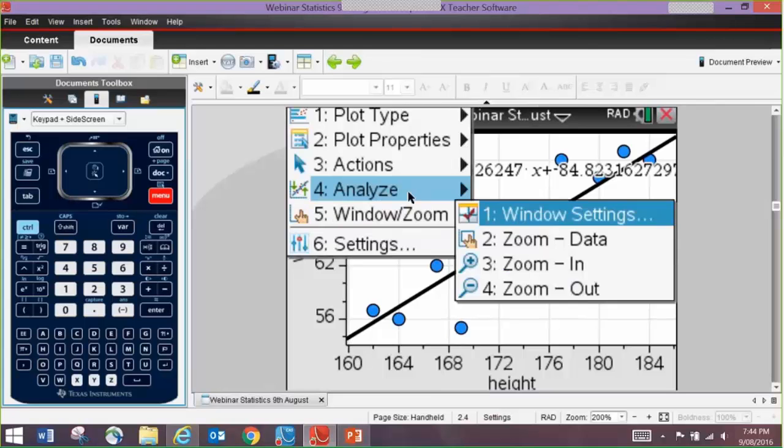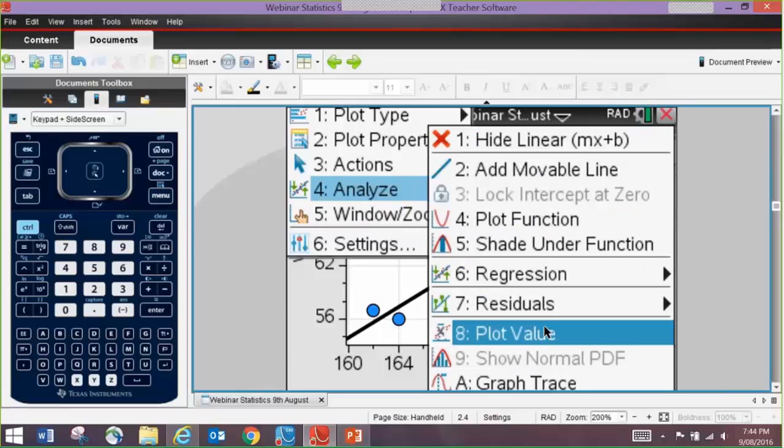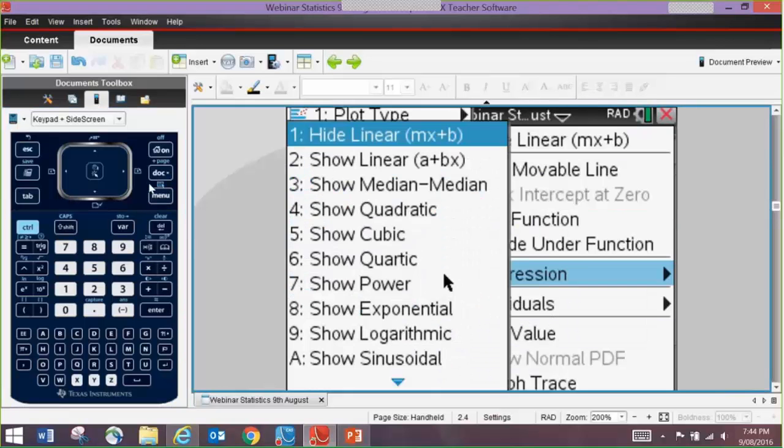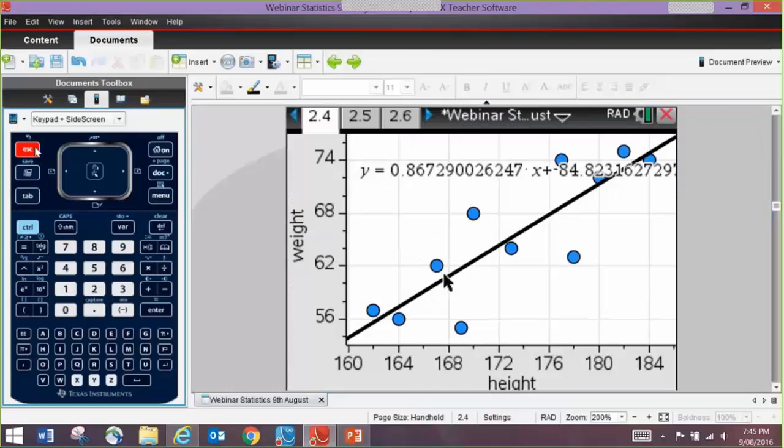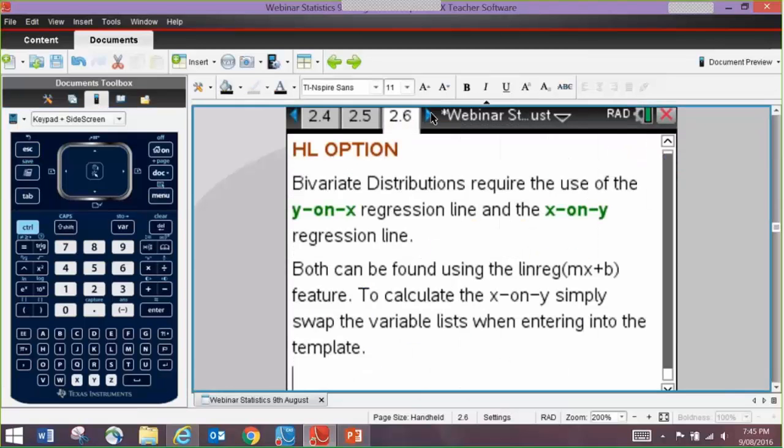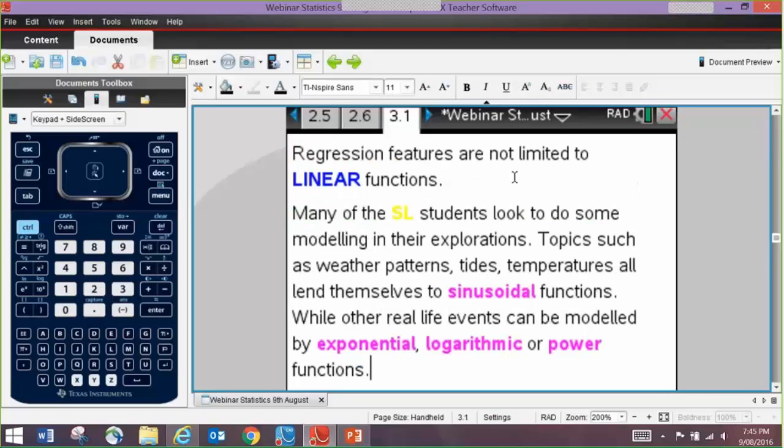So if you go to the line here, you can do as Virginia showed before and actually use analyse and plot the value and show the mean of the data set, and you can do the mean of the height and the mean of the weight, and whether you do the Y on X or the X on Y, you'll find that they both pass through X bar, Y bar. So it's actually a very simple process to do the X on Y linear regression.